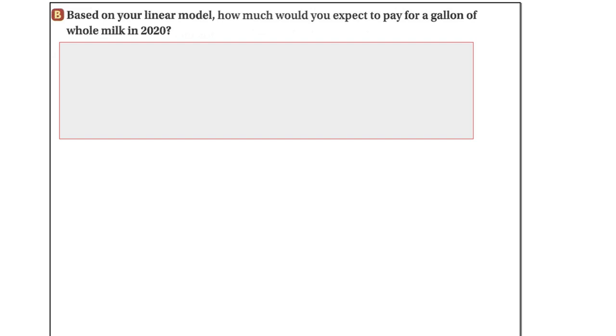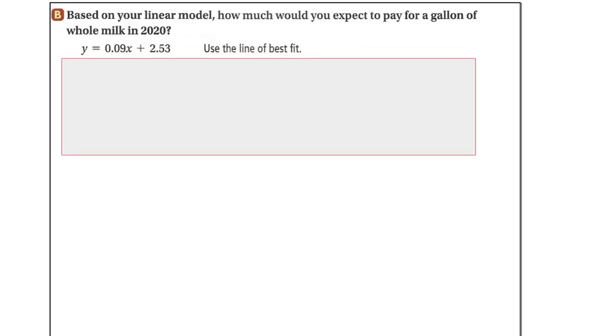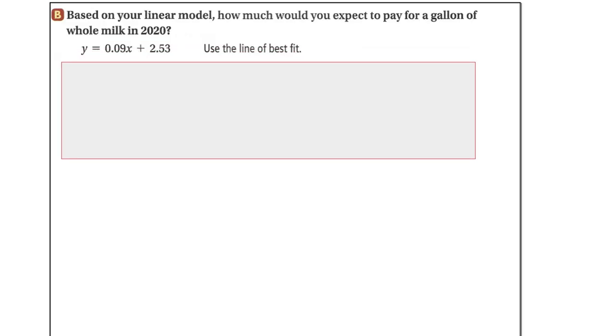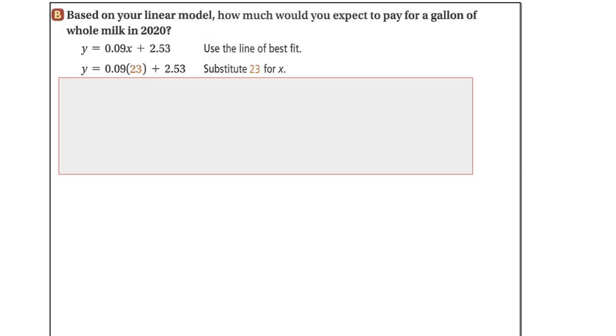All right, so B is asking, using our linear model, how much would we expect to pay for a gallon of whole milk in 2020, right? So how many years after 1997 is that? And I believe that's 23. So we're going to take our formula. They rounded it a little bit different, but that's okay. And I put 23 in for it.